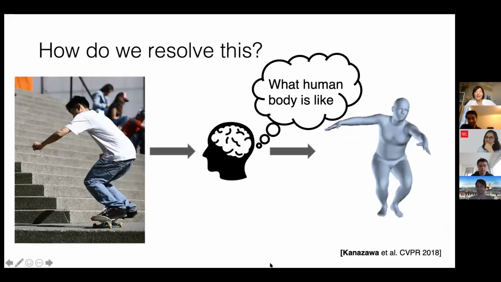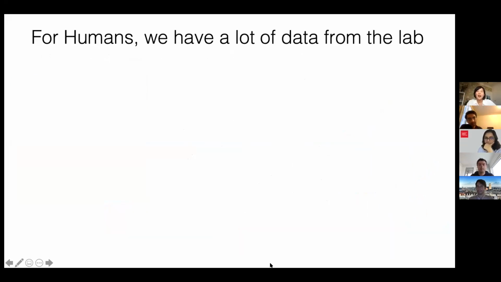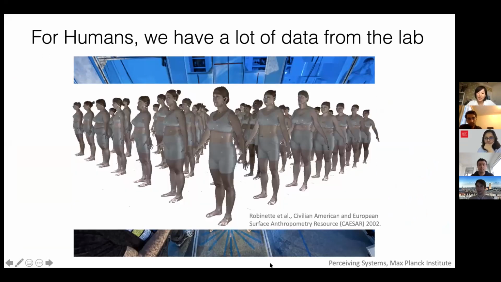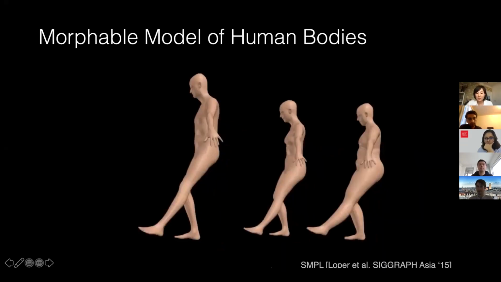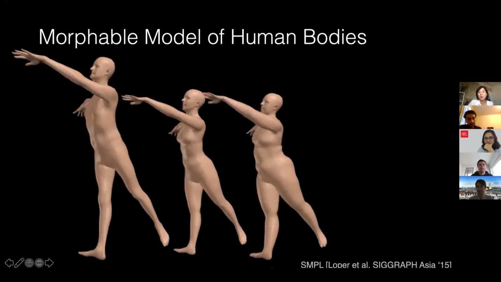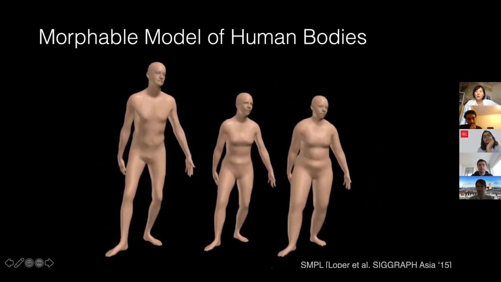All right, so where does this prior knowledge of the human body come from? How can we gain this? For humans, we have a lot of data because people are really cooperative. We can ask people to go into the lab, we can scan them. So we have lots of data. And groups like Michael Black's lab at MPI have made this really very nice morphable model of human bodies that a lot of these works now use. And so let me explain how this works.